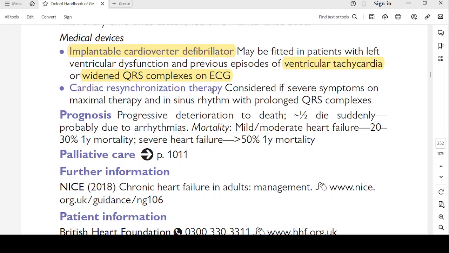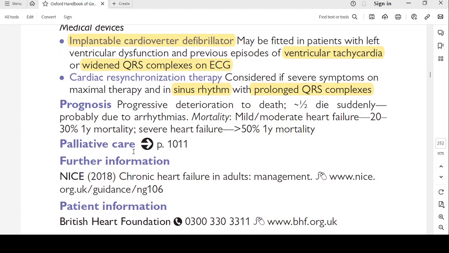Cardiac resynchronization therapy. Considered if severe symptoms on maximal therapy and in sinus rhythm with prolonged QRS complexes. So here the QRS complexes are also prolonged. But the patient is not in arrhythmia, he is in sinus rhythm and he is having severe symptoms on maximal therapy, then only cardiac resynchronization therapy is considered.